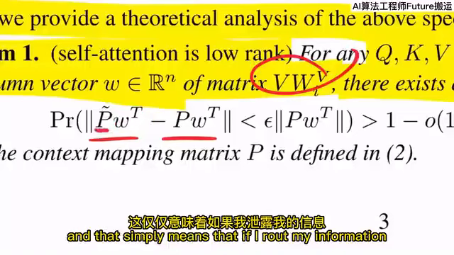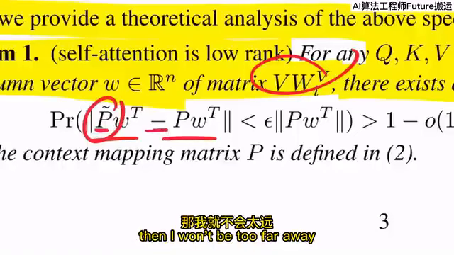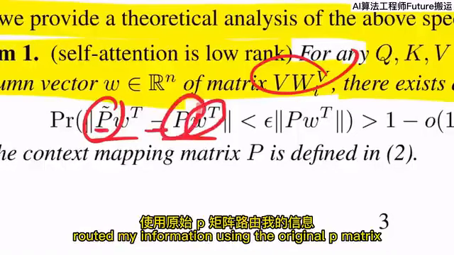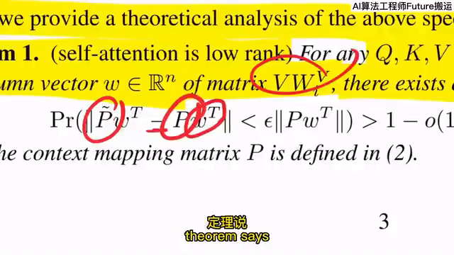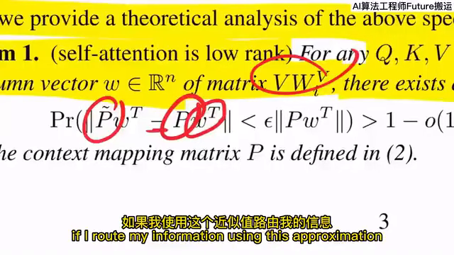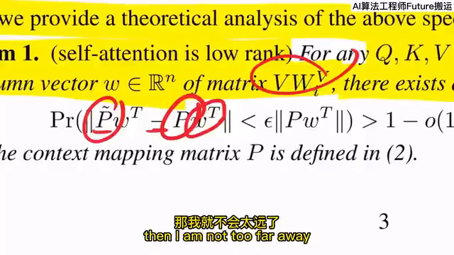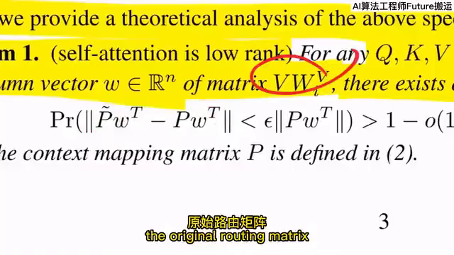And that simply means that if I route my information using the P tilde, this approximation, then I won't be too far away as if I had routed my information using the original P matrix. Okay? That's it. That's what the theorem says. The theorem says if I route my information using this approximation, then I am not too far away as had I routed my information using the original routing matrix.